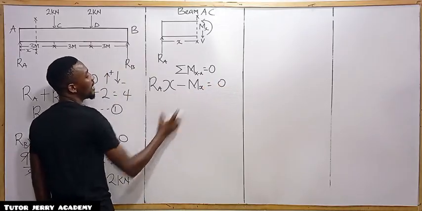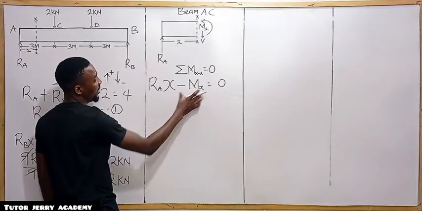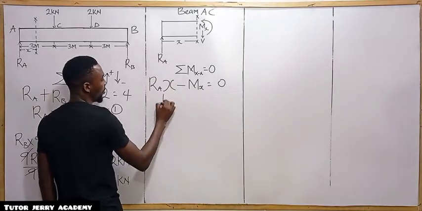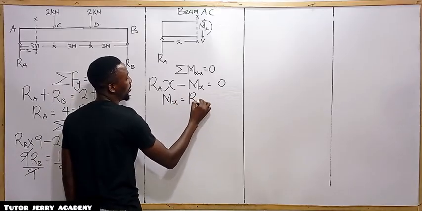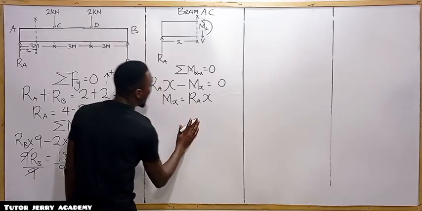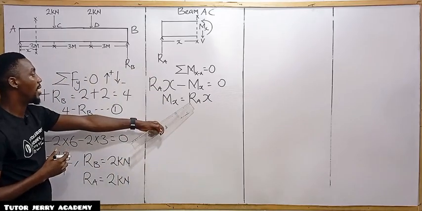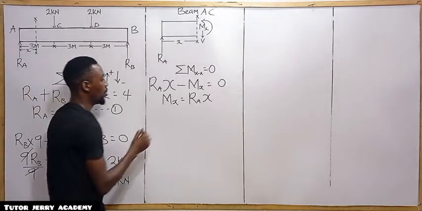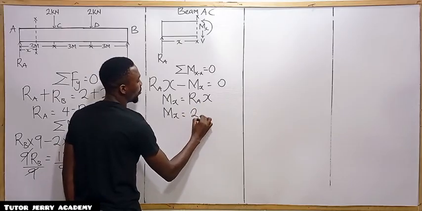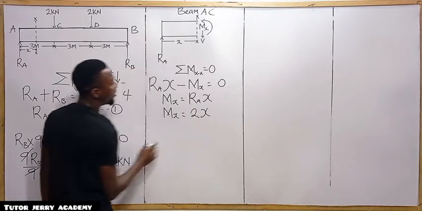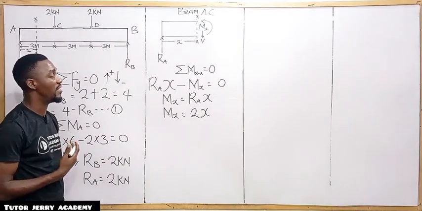So if we make M subscript S, our moment along the section, the subject, we are going to have Ms equals RA times S, and we already know the value of our reaction at A, which is 2. So we are going to say our Ms will be equal to 2S. All right, so this will be the moment. Now the next thing is this.